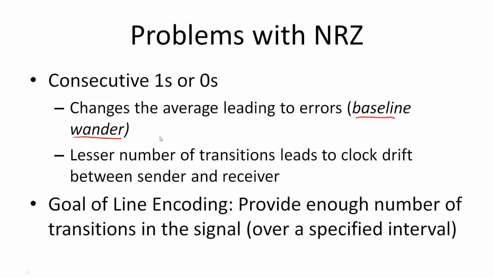Not only this, also the lesser number of transitions. When you have consecutive ones, basically you have no transitions in the received waveform. This can lead to clock drift between the sender and the receiver, which can also lead to error. So a lot of line coding techniques try to provide enough transitions in the signal. Definitely that there should be a transition after a fixed number of bits. So this is what their goal is. So let's look at other encoding schemes that try to overcome these two specific problems.